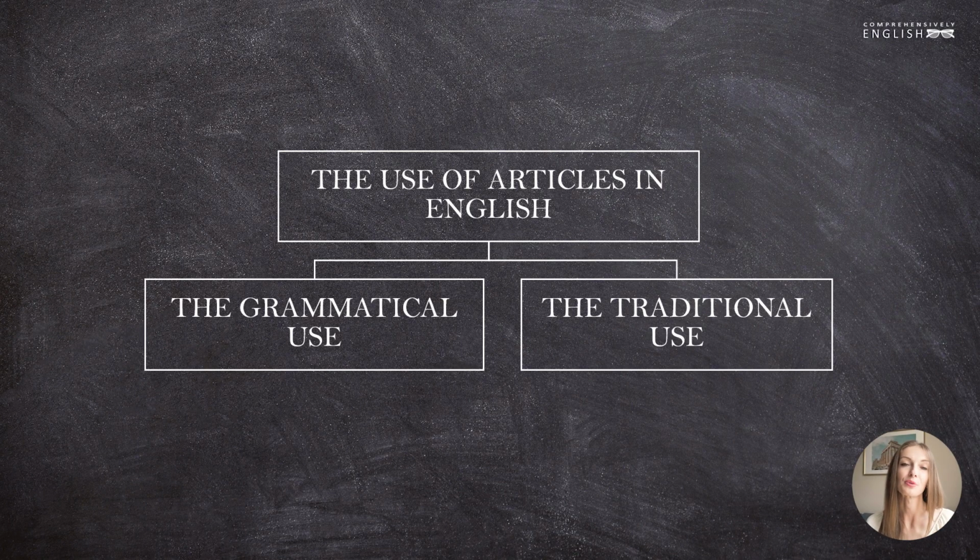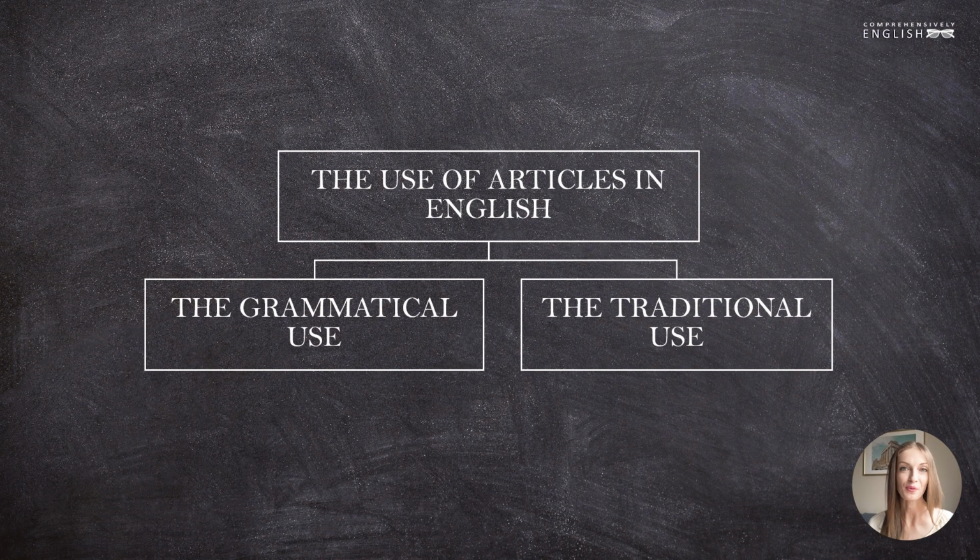In future videos we'll also talk about traditional uses of articles, which pose some difficulty to English learners because there is a lot of information to memorize. But before we dive deep into that, we'll speak about the definite article, the indefinite article, the zero article, and all the cases in which we use these three.